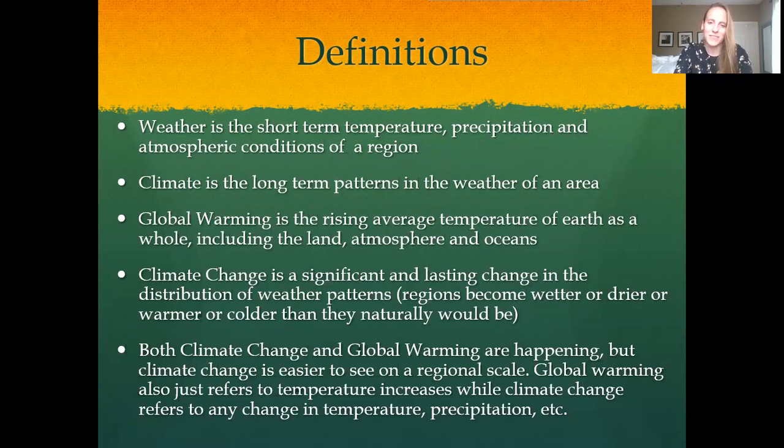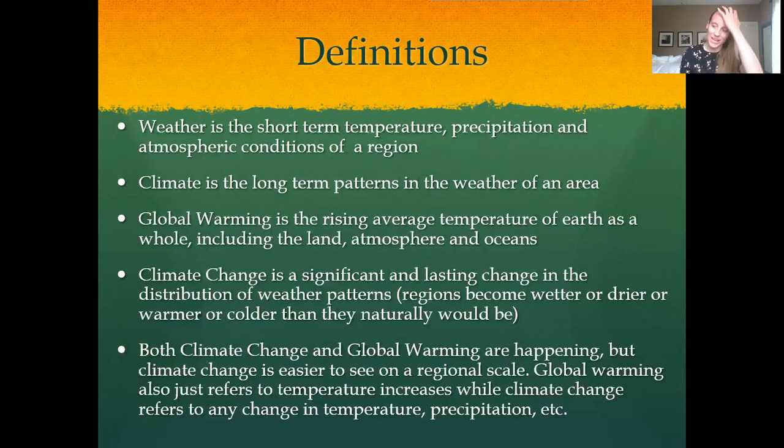Global warming is the rising average temperature on Earth as a whole. So if we take all of the land and all of the oceans and the atmosphere and average out the temperature over the past century, we can see that that has been gradually increasing. However, in some areas, it's not increasing. In some areas, it's not getting warmer. It's just on average, the Earth is getting warmer.